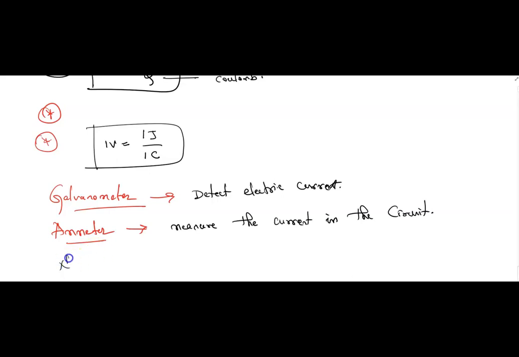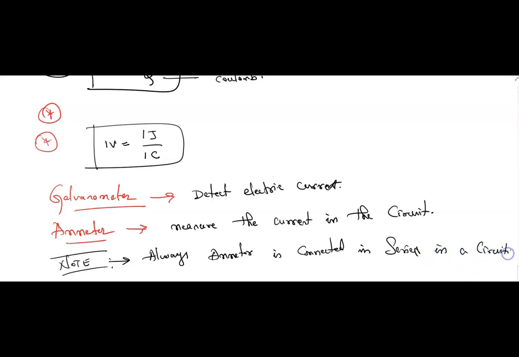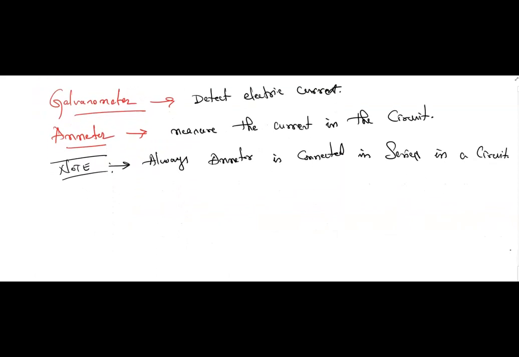Very important note, you should not forget this, it's an examination question. Always ammeter is connected in series in a circuit. That is a very important note which you should not forget. Is this clear? So ammeter is always connected in series in a circuit. Later I will tell you what is series and all those things. Just make a note of this.